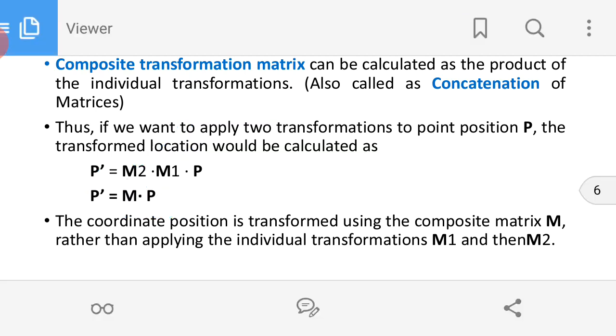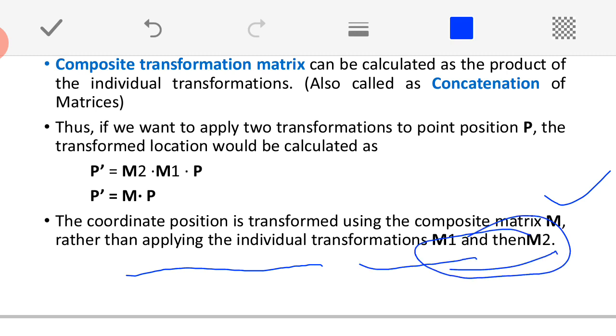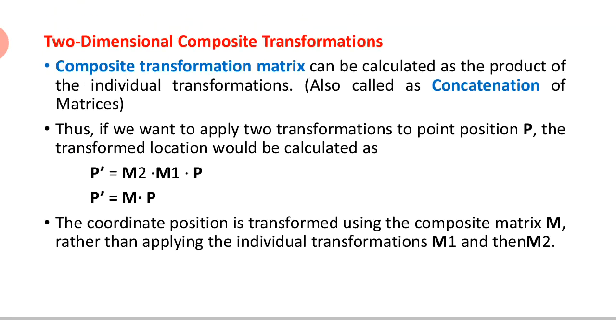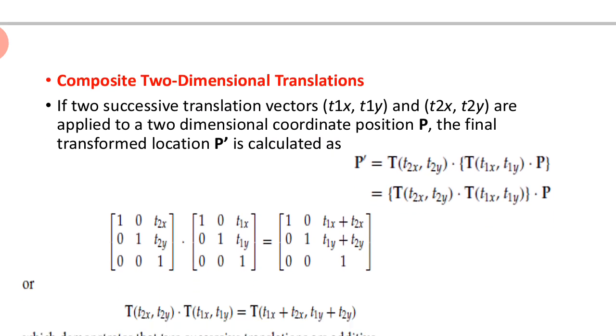So the coordinate position is transformed using the composite matrix M here, rather than applying the individual transformations M1 and M2. This is the advantage here. So every time I don't want to multiply my point P with M1 and M2 separately. Why? Because first I will get ready my answer M1 cross M2, and my M will always be ready, and every point will be multiplied with M. So that I will go on doing with each and every vertex of the object, that is called the two dimensional composite transformations. Now, we will see one by one here.